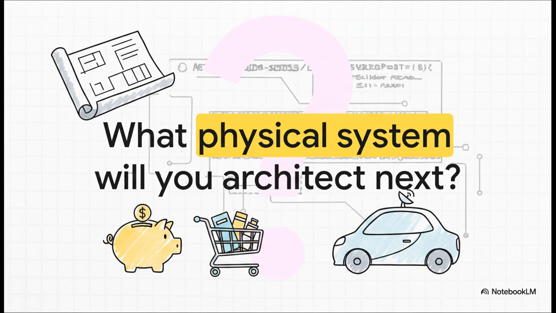So the foundation is laid, the structure is built, you know the exact difference between a class blueprint and an object building, and you've got the syntax to draft them yourself. So I'll leave you with this. What physical system are you going to architect in Python next? Is it going to be a bank account, a shopping cart, maybe a self-driving car algorithm? Take this tutorial, crack open your code editor, and start drafting your own blueprints today.